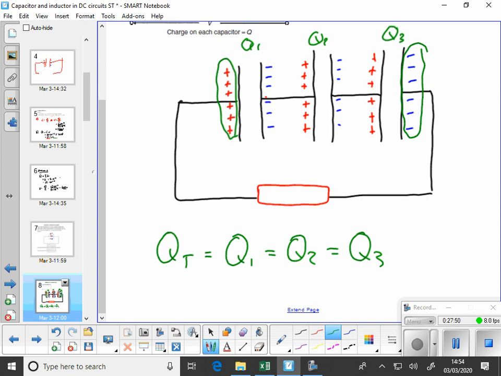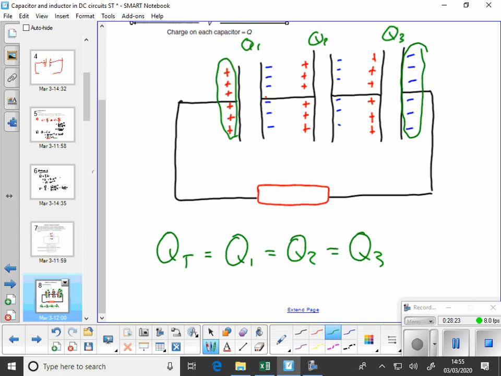What you'll see what happens in a minute. All right, I want to leave it for a minute, because if they're different values, they'll still have the same charge on them, but the voltages will be different. But the interesting thing, as you'll see, is the biggest voltage goes across the smallest capacitor. All right, and you'll see that in a minute. So do you all kind of get that?